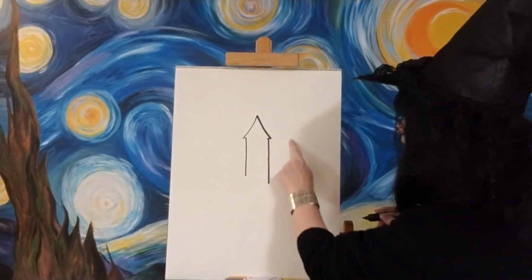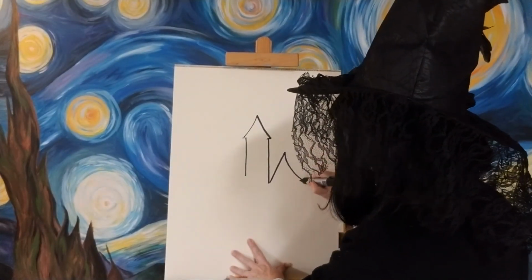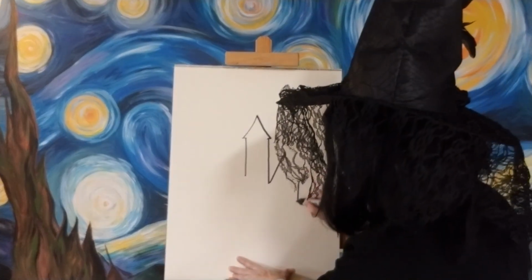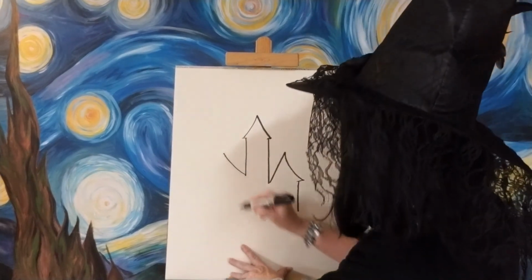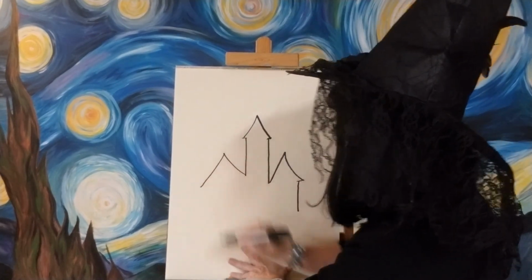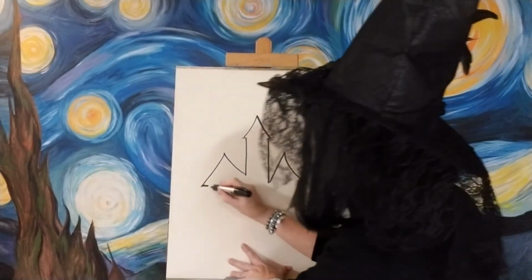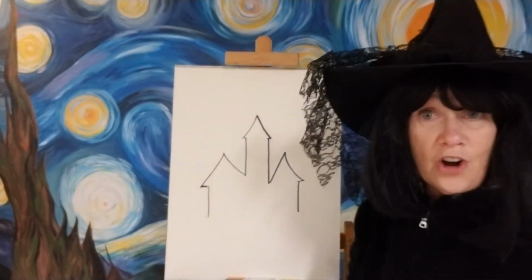Now I want to put a house connecting over here. So we're going to put a roof, and we'll put another one of those little curves in, and we'll come down. And let's do another one right over here. Same way, up to a point, down to a point. And then we're going to come in a little roof line just like that. And then we all are going to come down like this. Now we have got the shape of our haunted house.